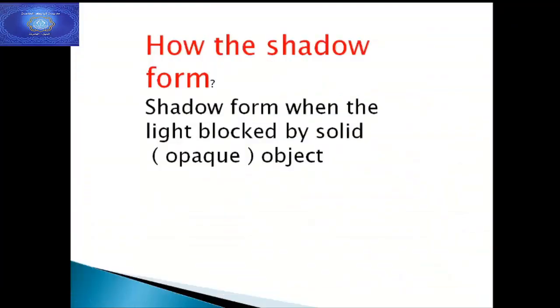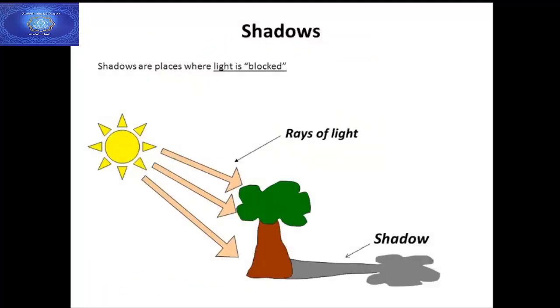Now, how does the shadow form? The shadow forms when the light is blocked by opaque or solid objects. In this figure, we want to explain how the shadow of a tree is formed. The light travels from the sun in beams or rays, reaches the tree, and then it stops.